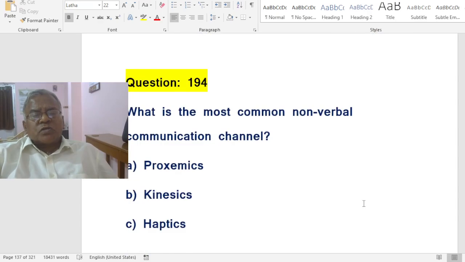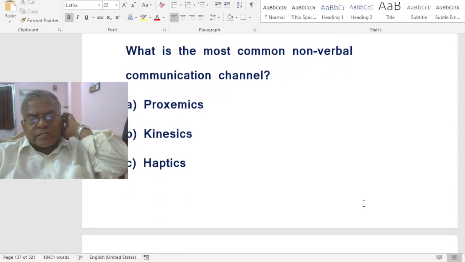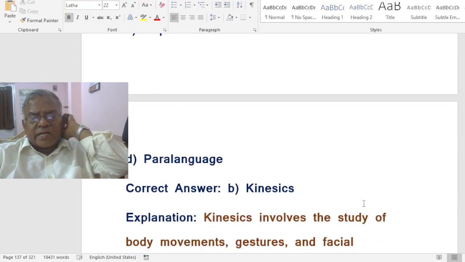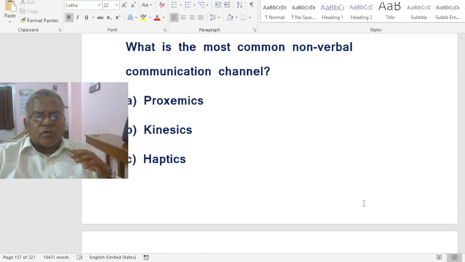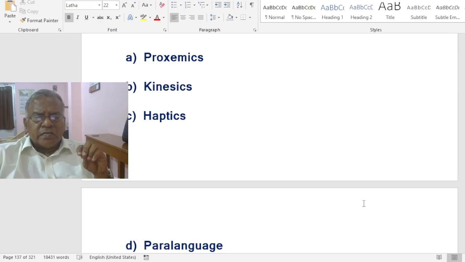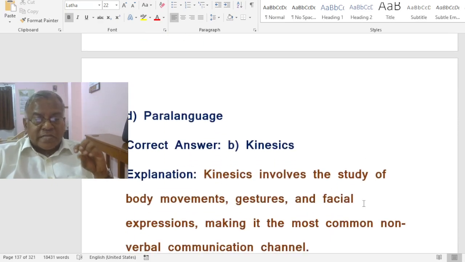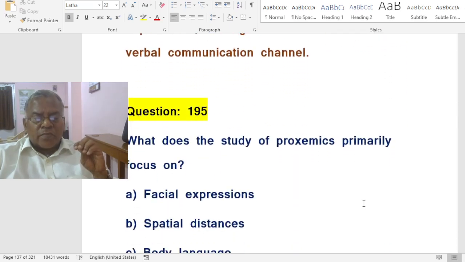What is the most common nonverbal communication channel? Proxemics, kinesics, haptics, paralanguage. Kinesics involves the study of body movement, gestures, facial expression, making it the most common nonverbal communication channel. So among these four, this one, kinesics. The most common nonverbal communication channel is not proxemics, it is kinesics.